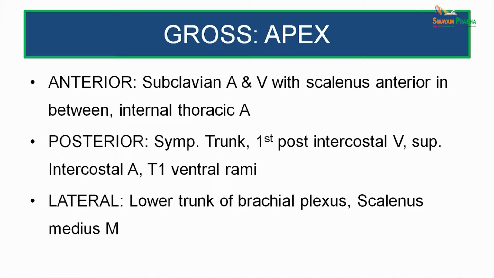Let us look at the gross features and discuss the apex. The apex is the upper portion of the lungs, which is located 3 to 4 centimeters above the first rib and costal cartilage, or 2.5 centimeters above the medial end of the sternoclavicular joint. It is covered by the pleural membrane and reinforced by the suprapleural membrane.